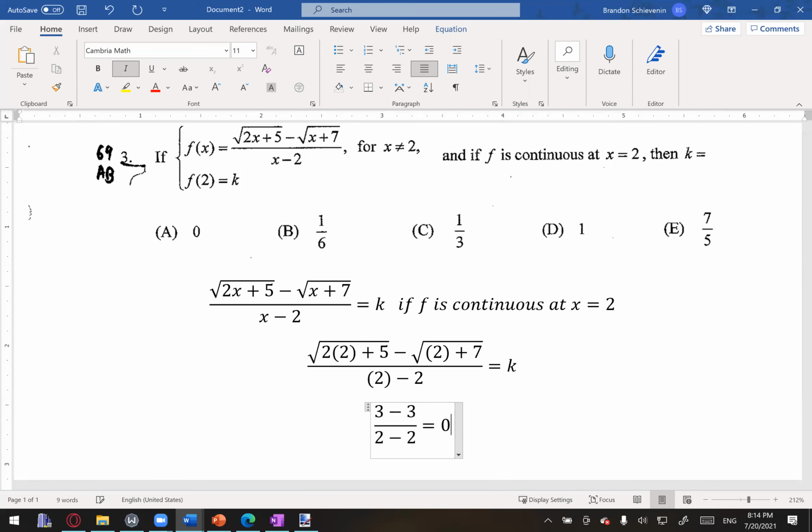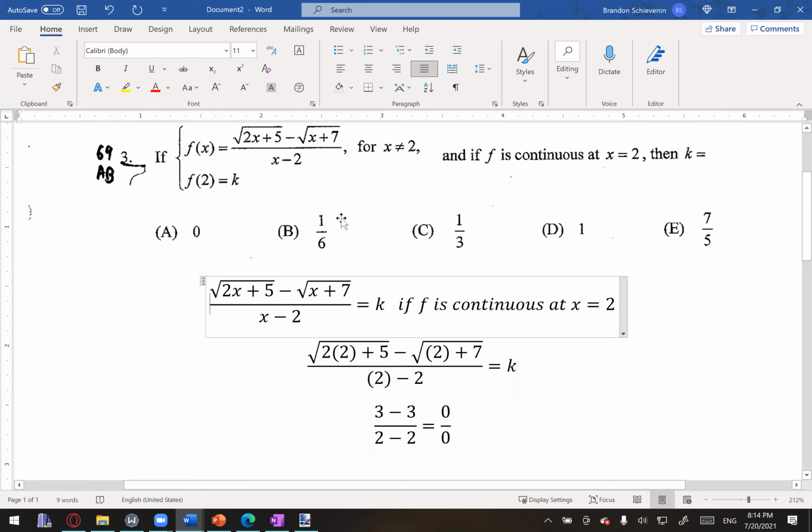0 over 0 is not 1 necessarily, but we could use L'Hospital's rule to try and figure out what's going to happen here. So what number am I approaching? This is undefined, which is not a set value. So what I'm really doing is this.